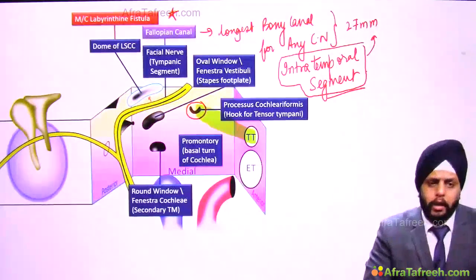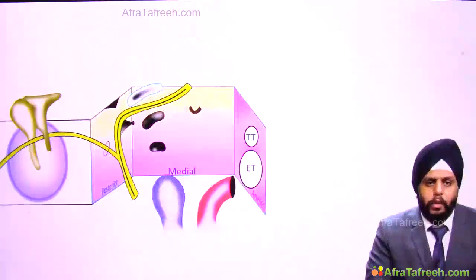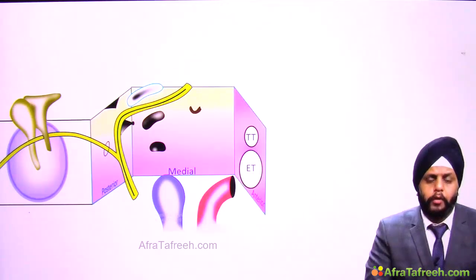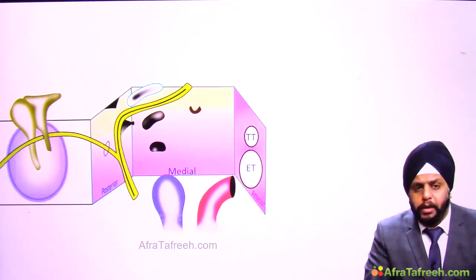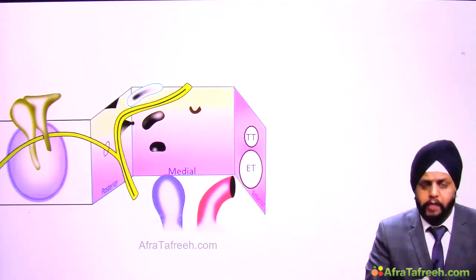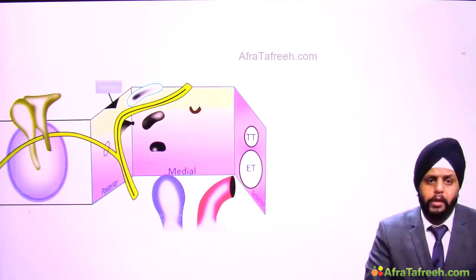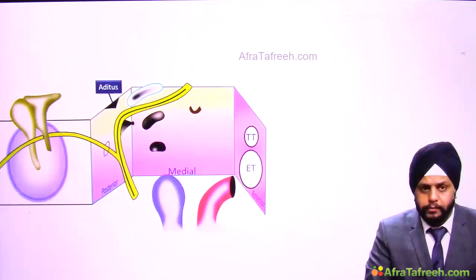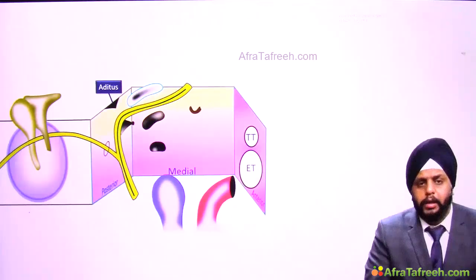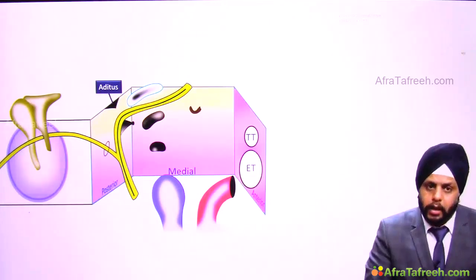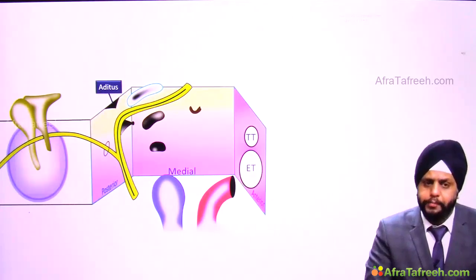Let's go and look at the posterior wall. Okay, so now we come to the posterior wall of the middle ear. Remember, this is the common wall between the middle ear and the mastoid. And as we discussed some time back, in between them there is an opening. This opening is known as aditus. Aditus is the opening between middle ear and mastoid. If we want to specify, we can say that this is the opening between epitympanum and antrum. Okay, aditus and antrum. All right.